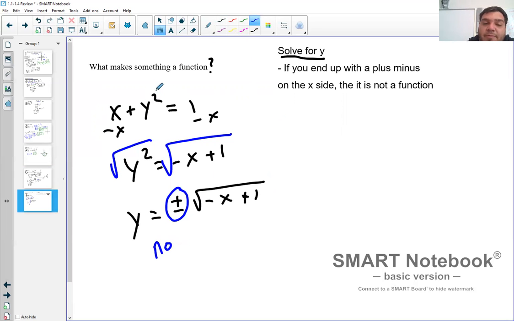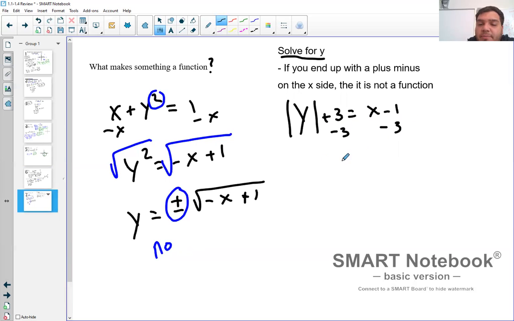Usually that's going to happen when you have a y squared over here. Another example where that happens, and I'll make it a little bit simpler, is y absolute value. Let's do it like this: absolute value of y plus 3 equals x minus 1. So absolute value of y plus 3 equals x minus 1. Subtract 3 on both sides. Absolute value of y equals x minus 4.